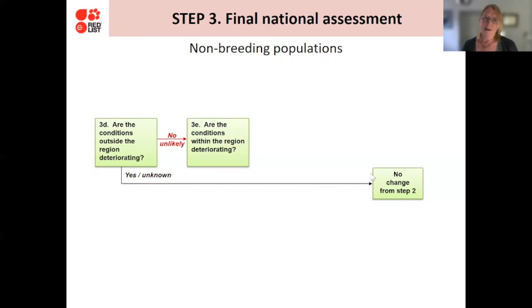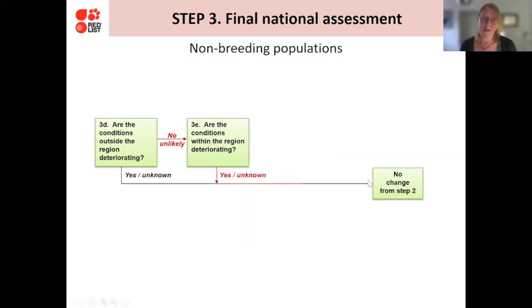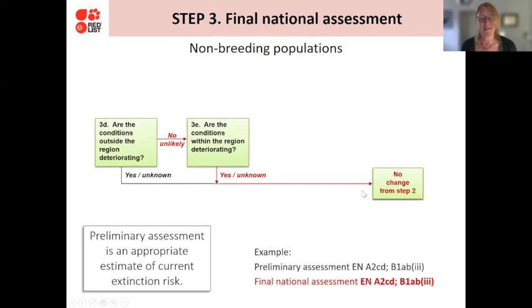If the answer is no or unlikely, then go back to conditions within your region. This is a bit of a cross-check really, because you have already considered this in your preliminary assessment. What's happening to the population in your country? Are the habitat and other conditions within the country stable or deteriorating? Are they projected to decline in the near future as well? The answer to that is yes. Then again, you've already considered it. It's just an extra step of reconsidering it and making sure you got it right. No change from your preliminary assessment.